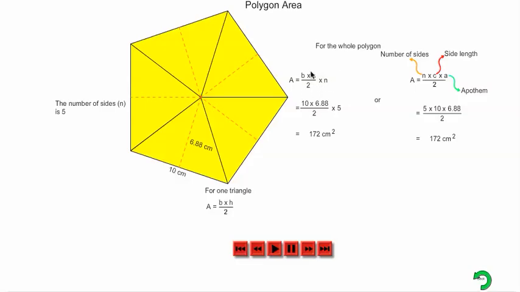I really like this one. And there you go. That's how you'd figure out the area of a polygon.